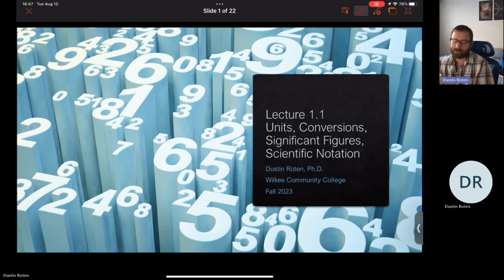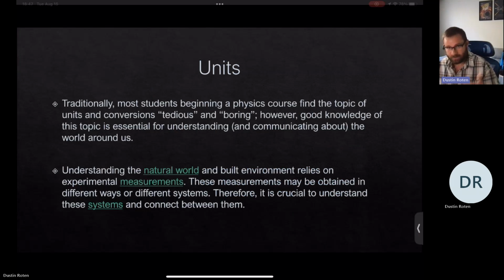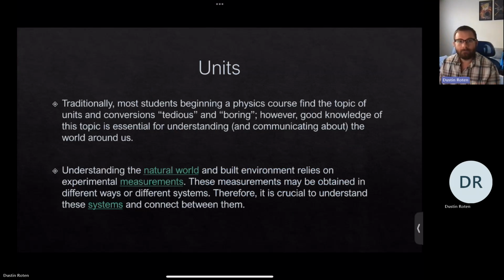Some of you have probably seen it in high school. It's been a minute since I've been in high school, so I can't remember exactly how this is covered. So hopefully this is a bit of a refresher, which would be nice to make sure we're all on the same page. All right, so let's get started. I'm trying notating on my iPad so you guys can see what I'm doing. Hopefully this works out. Yeah, so 1.1, units, conversions, and sig figs.